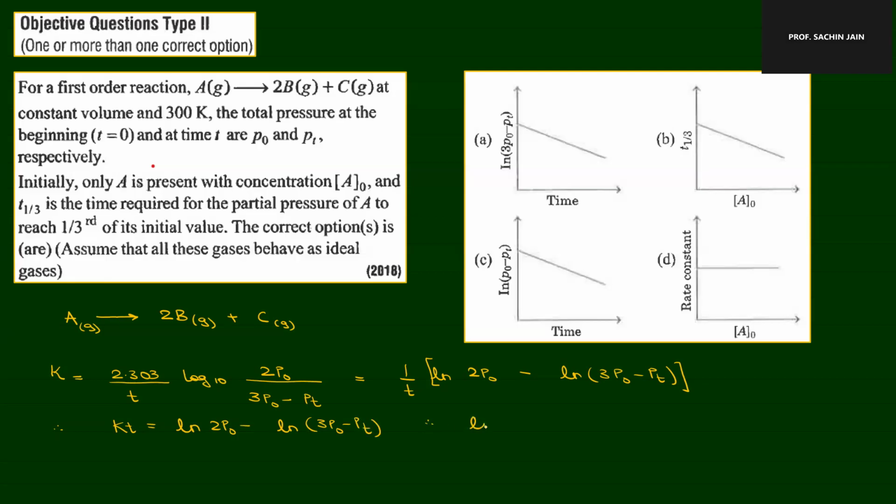Rearranging, I'll get ln of 3 P naught minus Pt, which is plotted on the y-axis, equal to minus Kt plus ln of 2 P naught. So this is of the type y equals mx plus c, where m is your negative slope, minus k. Hence, the first option is correct.